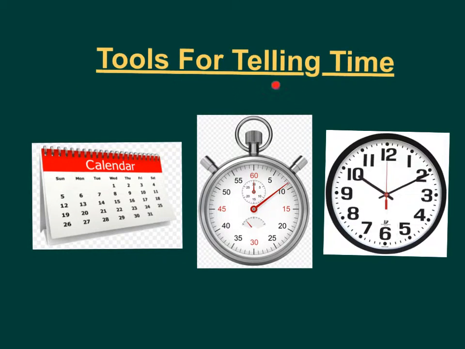People use lots of different tools for telling time. They use calendars to keep track of days and months. They also use them to help remind and plan for important events. People use stopwatches to figure out who has a faster time in a race or how much time a player has taken on a turn. And they use clocks to help them organize their days.